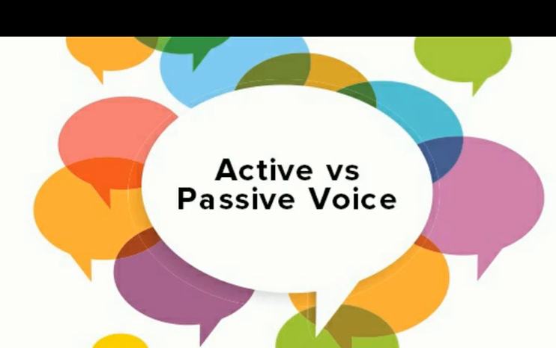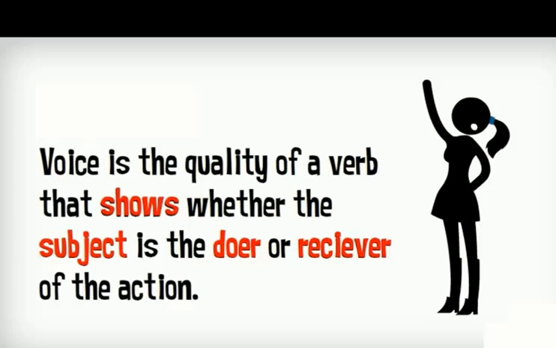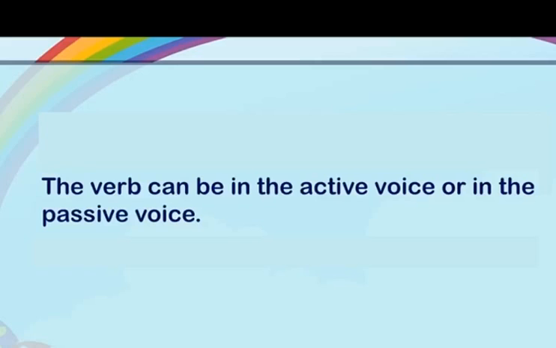So basically what is voice? Voice is the quality of a verb that shows whether the subject is the doer or receiver of the action. So the verb's quality is mentioned as voice. So we can identify the voice of the sentence with the help of a verb. The verb only indicates that the subject is the doer or receiver of the action. So the verb can be in the active voice or in the passive voice.